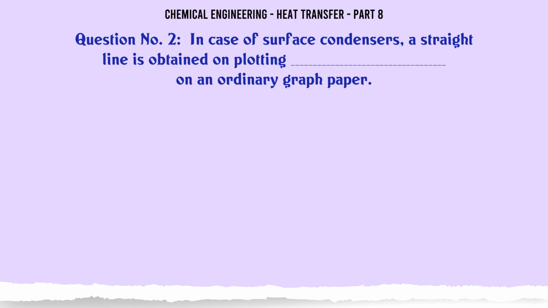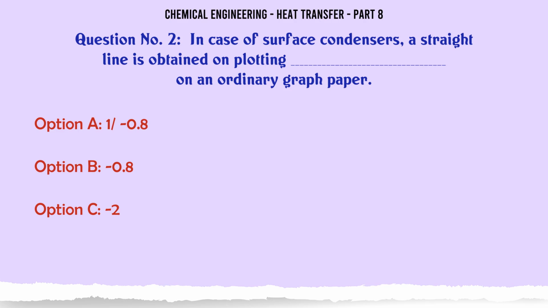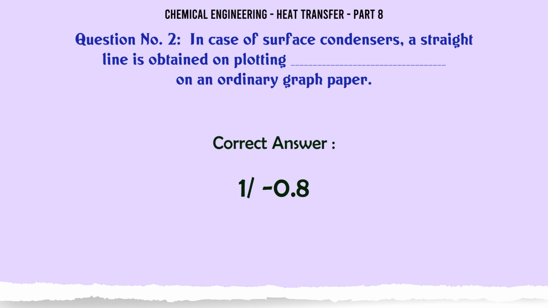In case of surface condensers, a straight line is obtained on plotting on an ordinary graph paper. A. 1 0.8, B. 0.8, C. 2, D. 1 2. The correct answer is 1 0.8.